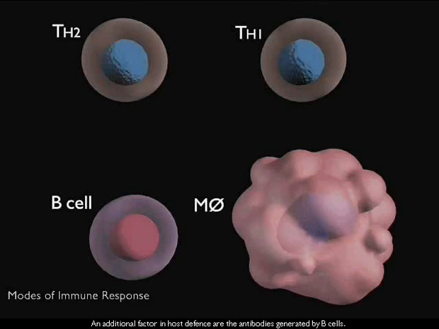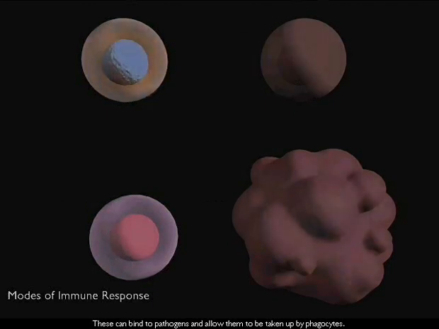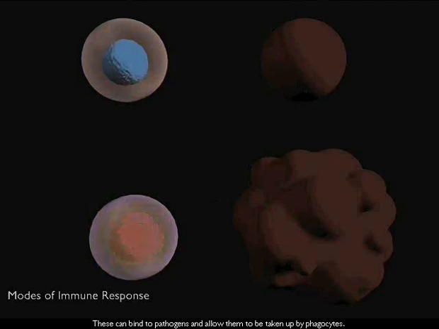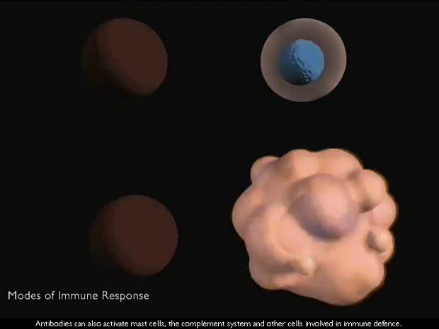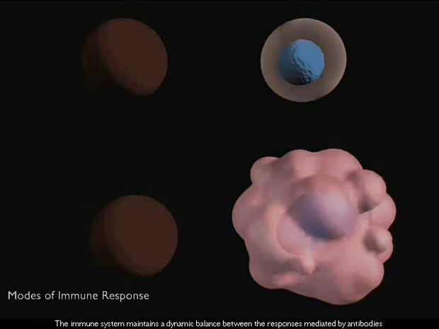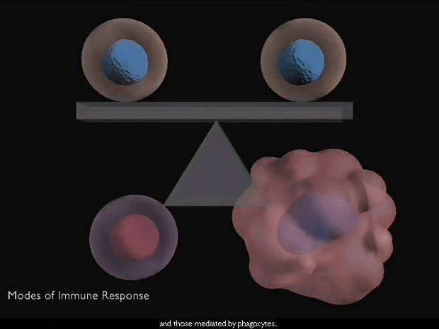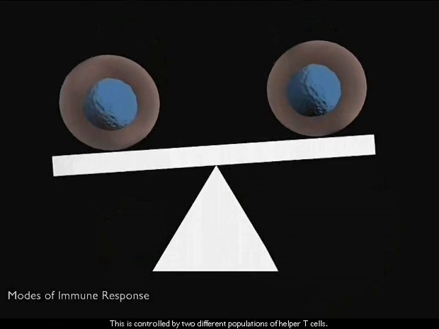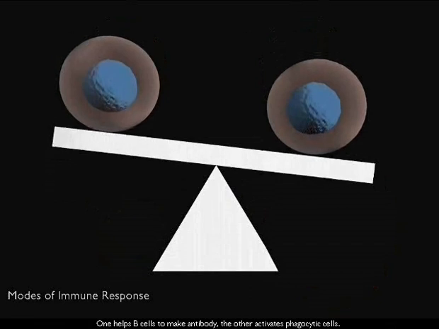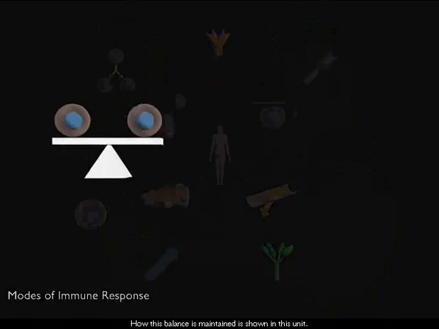An additional factor in host defense are the antibodies generated by B cells. These can bind to pathogens and allow them to be taken up by phagocytes. Antibodies can also activate mast cells, the complement system, and other cells involved in immune defense. The immune system maintains a dynamic balance between the responses mediated by antibodies and those mediated by phagocytes. This is controlled by two different populations of helper T cells. One helps B cells to make antibody. The other activates phagocytic cells. How this balance is maintained is shown in this unit.